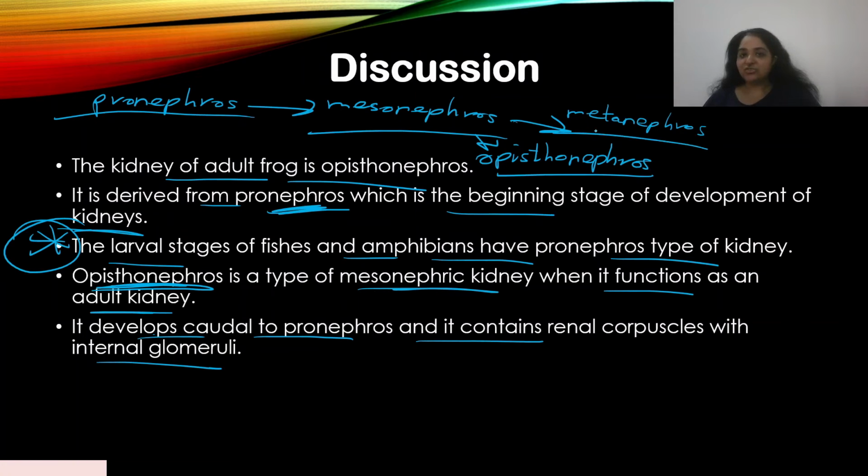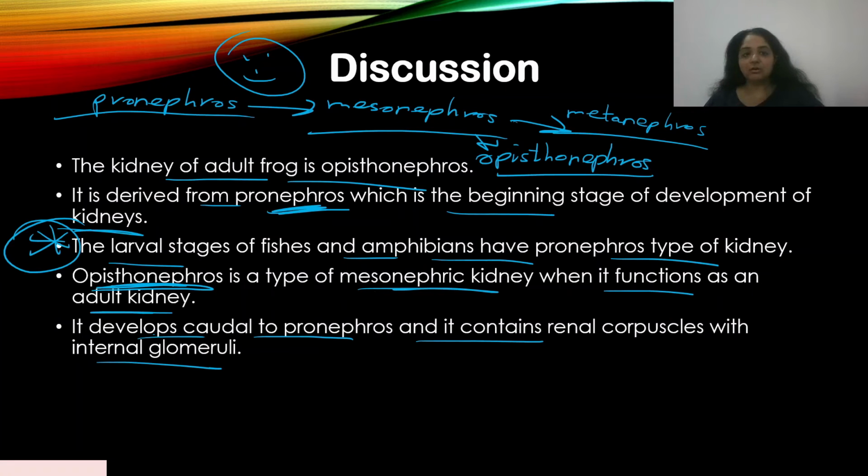This was actually a very tricky question. I would give this a smiley face. It's a very good chance that, if you knew the development of kidney, you could get confused between mesonephros and opisthenephros. But it is opisthenephros in adult frog, specifically mentioned in the question, and it's not mesonephros, so please remember that.